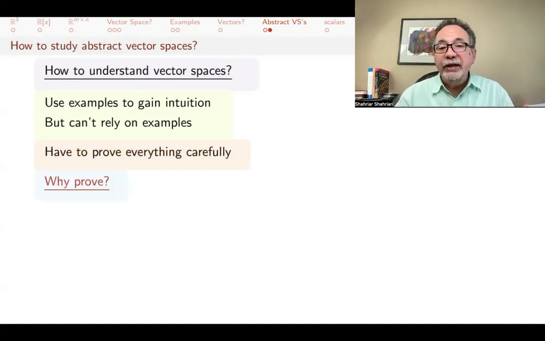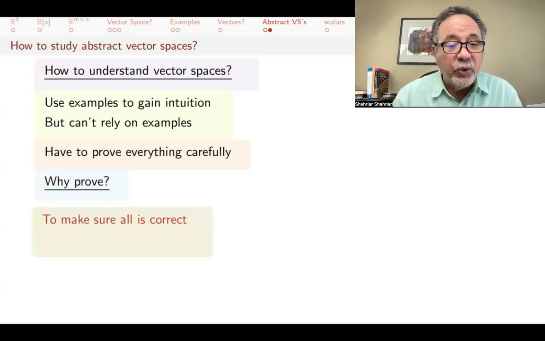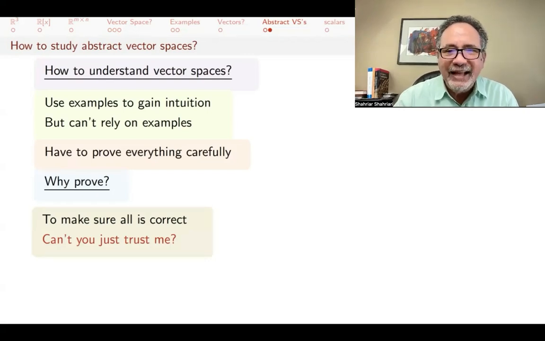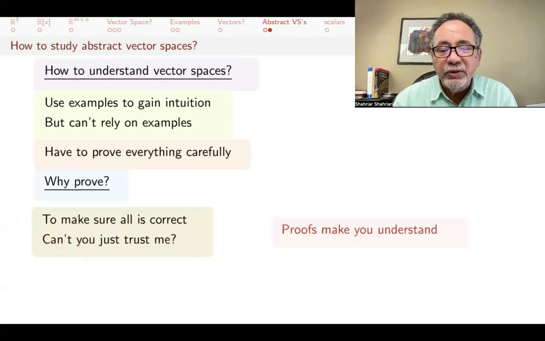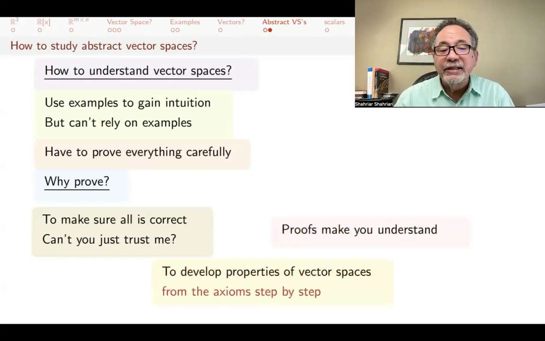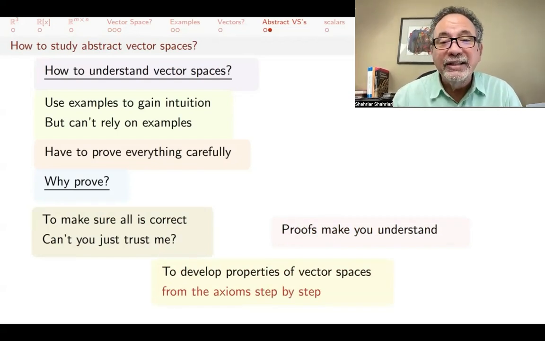Why do we prove things? First of all, we want to make sure that everything we say is correct and does apply to all vector spaces. But if that was the only thing, you could just say, we trust you. You're a math prof, so maybe you know what you're talking about. You do it, and then just tell us what's true. But that's not the only reason we prove things. The main reason we prove things is proofs make us understand. When you're trying to prove an idea, the process of figuring that out, you figure out exactly what the subtle parts of the definitions you made are, and what really is under the hood, and what makes something tick. Our purpose is to develop properties of vector spaces from the axioms step by step, and in that way we get to understand and get a good feel for what these properties do.